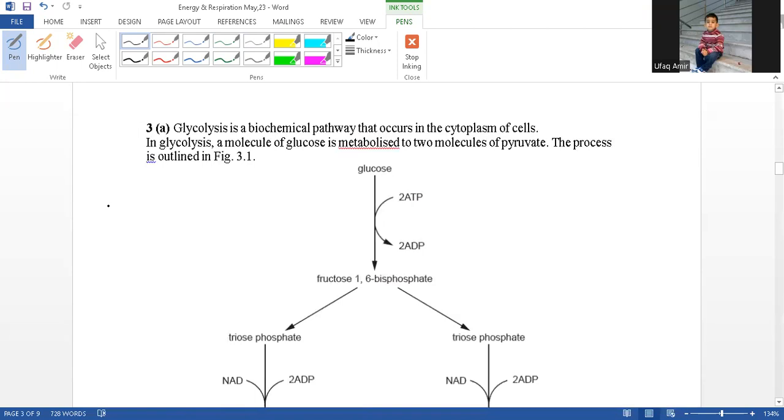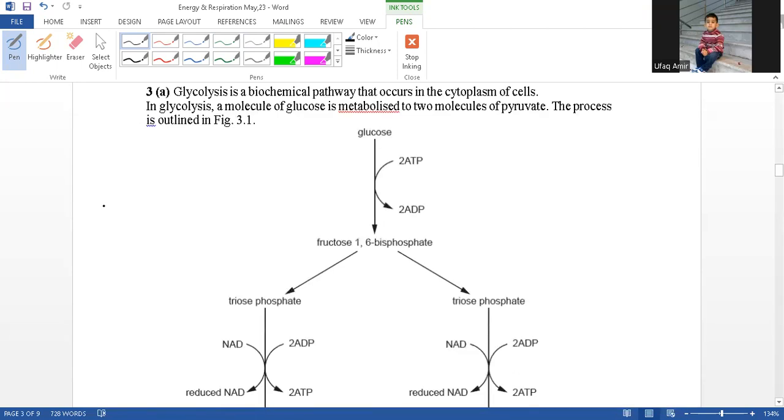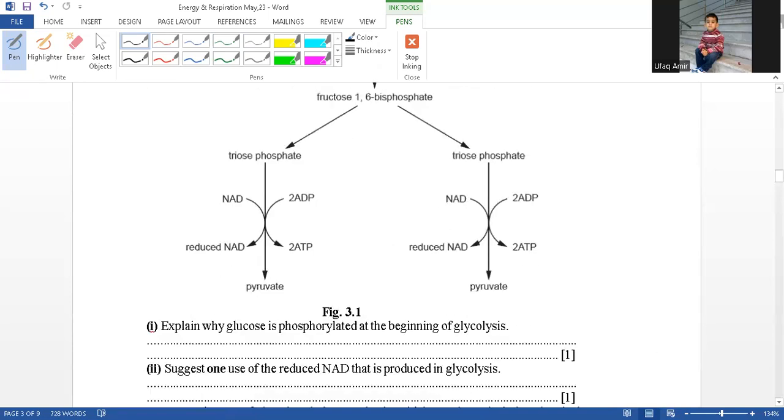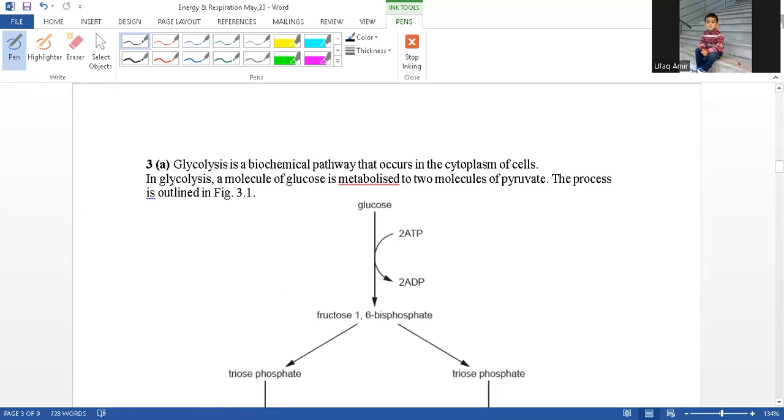Okay, madam. Now this question seems to be purely from aerobic respiration. You can see it's showing glycolysis. Glycolysis is a biochemical pathway that occurs in the cytoplasm of cells. In glycolysis, a molecule of glucose is metabolized to two molecules of pyruvate. We know how this is happening, and at the end, two pyruvate are being formed. The process is outlined in figure 3.1.